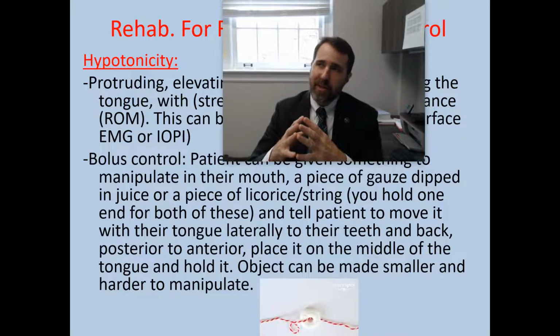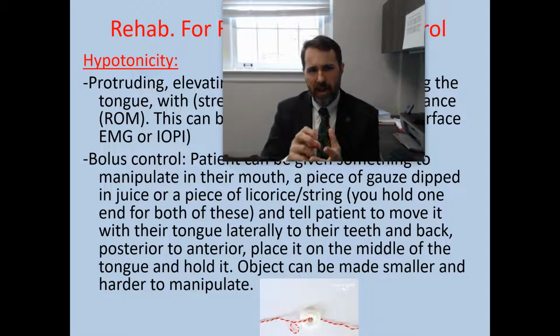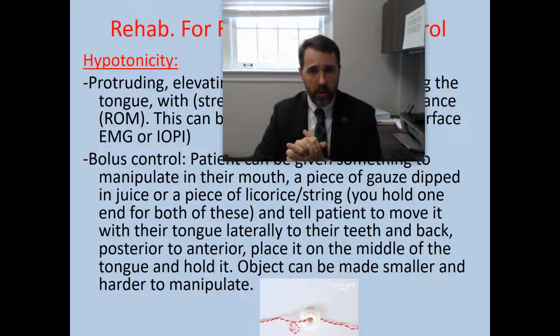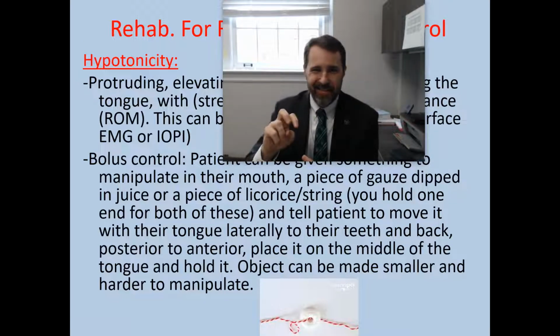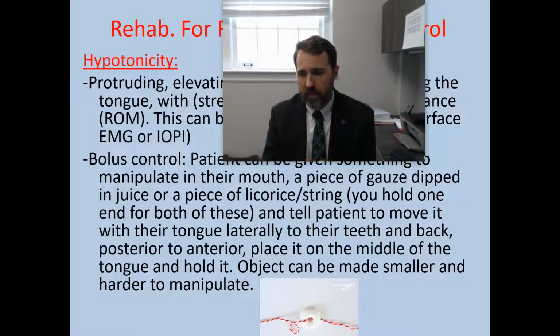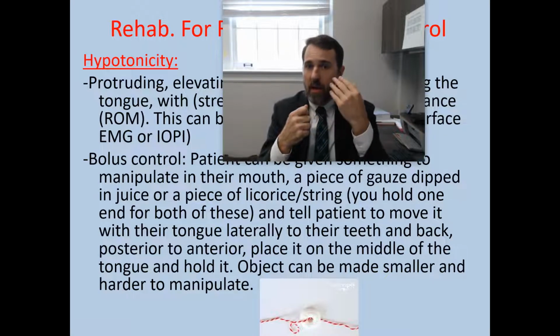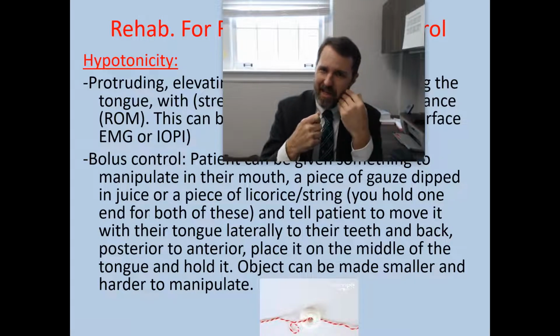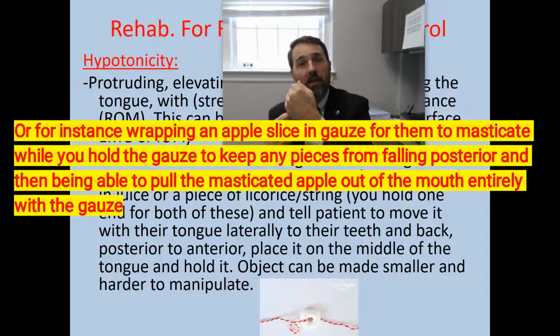Another strategy is you could give a patient something to put in their mouth to work on bolus control. So for instance, you could take a piece of gauze, you could probably dip it in juice, something to make it a little bit more pleasant, just so you're not asking them to chew on raw gauze. Putting that piece of gauze in their mouth and having them work on chewing, masticating that gauze on one side of their mandible and then using their tongue to manipulate the gauze to the other side.